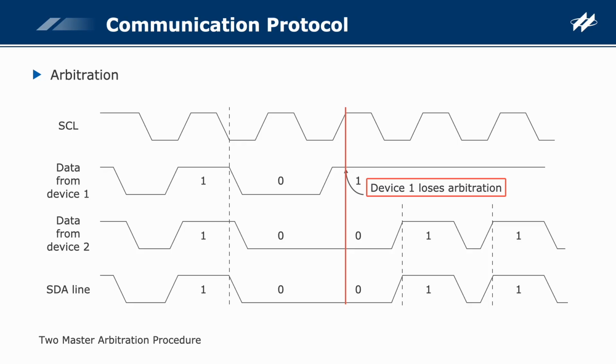At this time, device 1 will lose the arbitration and set the ARBLOS bit high, monitoring the bus in order to detect an I²C stop signal. Once the stop signal is detected, device 1, which has lost the arbitration, may try to access the bus again.